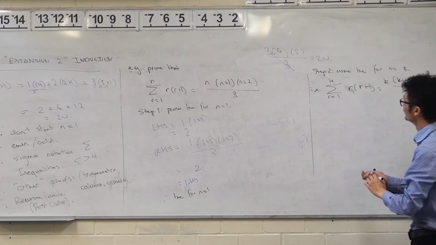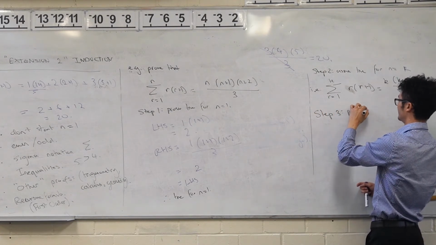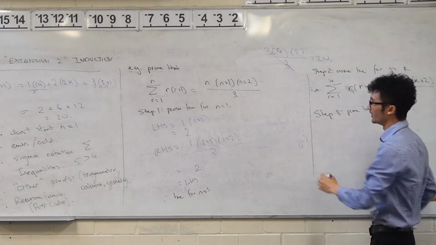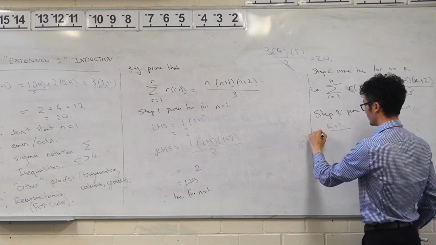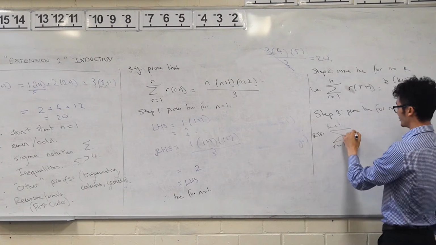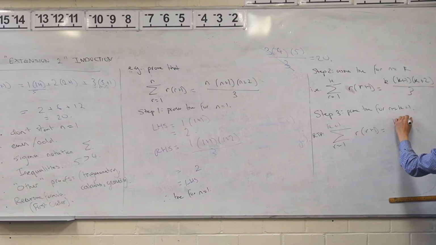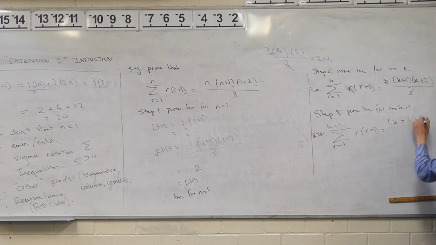What I need to prove is this now. I need to prove that I can write this expression, the sigma of r equals 1 up until k plus 1, and it's going to be equal to this. So I'm replacing all the n's I see with k plus 1. So I'm going to get k plus 1, k plus 1 plus 1, k plus 1 plus 2, all divided by 3.